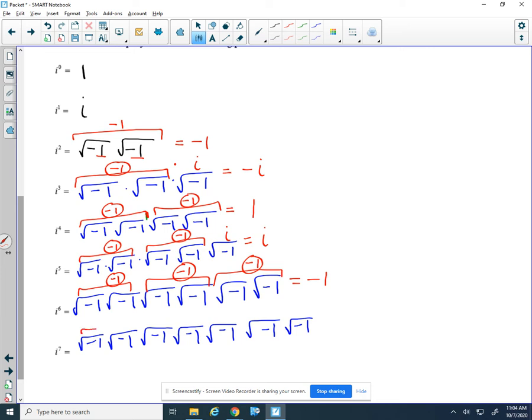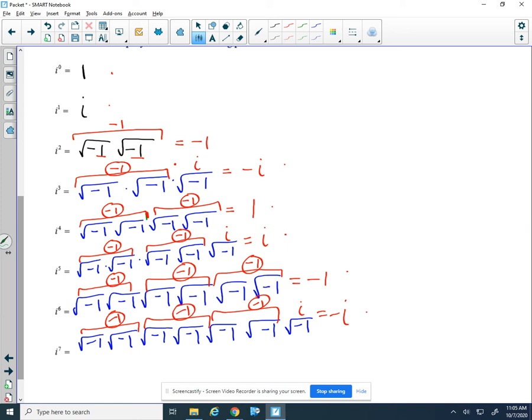Lastly, we have those same 3 -1s we just had, which we know gives us -1 times an extra i gives me -i. So if we look at this pattern, we have i to the 0 is 1, i to the first is i, i squared is negative 1, i cubed is negative i. 1, i, negative 1, negative i. And then we go again, 1, i, negative 1, negative i. And that pattern will continue over and over again because we're just adding these extra square roots of negative 1.